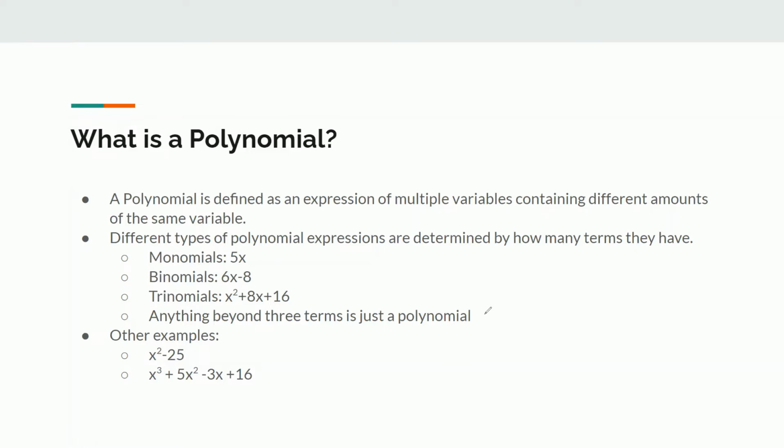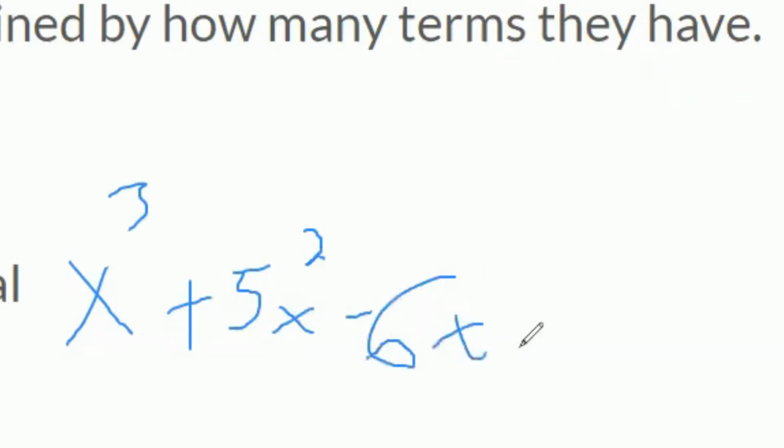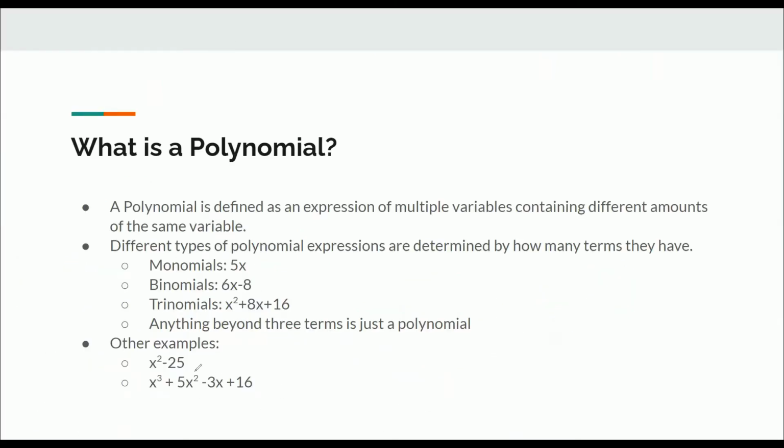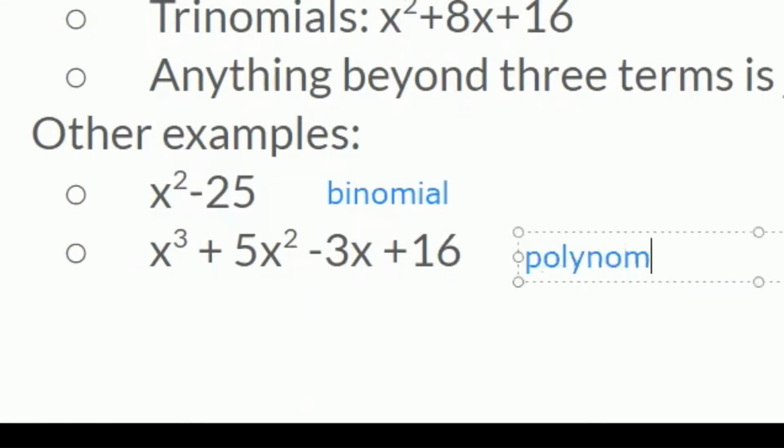So for an example, it would be x to the third plus 5x squared minus 6x plus 7. So that would be an example of just a straight up polynomial. Other examples I have below here. We have x squared minus 25, so this is a binomial. And for our x cubed plus 5x squared minus 3x plus 16, so that's four terms. So this would be just a generic polynomial.